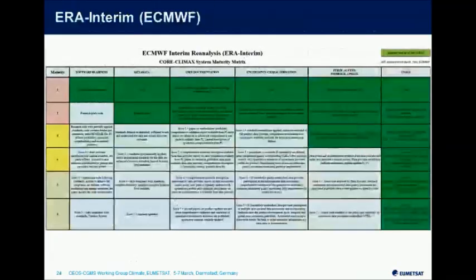And for example, you can check the reanalysis ERA-Interim and see how your scores are different from what David and Paul did, and then see an independent assessment of the system maturity metrics for ERA-Interim with a user perspective.